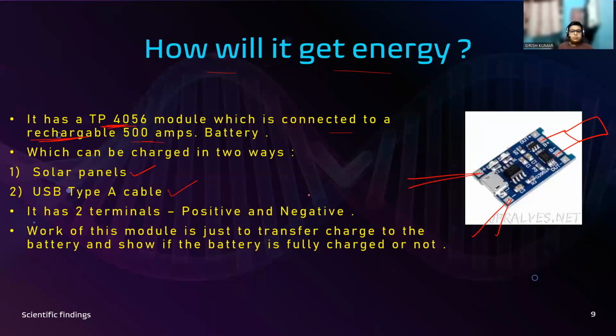Second is through a USB Type A cable. Here. It has two terminals, positive and negative. Here is the positive wire and here is the negative wire. They are connected to the breadboard, which gives power to all the sensors to work. This module is just to transfer charge to the battery and show whether the battery is fully charged or not. Here is the red light and here is the blue light. Blue light means it is fully charged, and red light means it is not fully charged, meaning it is charging.